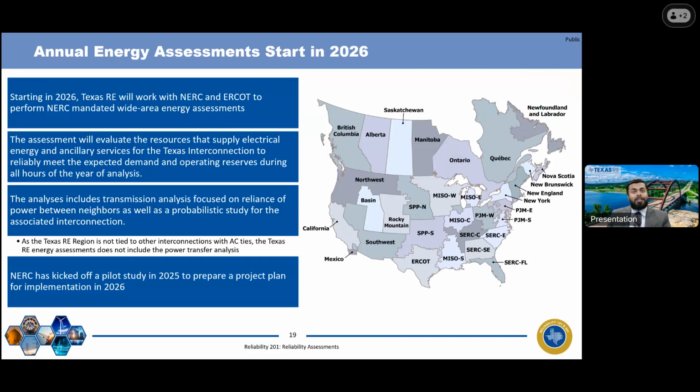The planning areas within a particular interconnection will perform a transmission analysis to see if they can help their neighbors by transferring power during stress conditions. However, Texas RE will not perform this particular transmission analysis as part of the energy assessment because we are not tied to the eastern or western interconnection using alternating current ties, in short, AC ties.